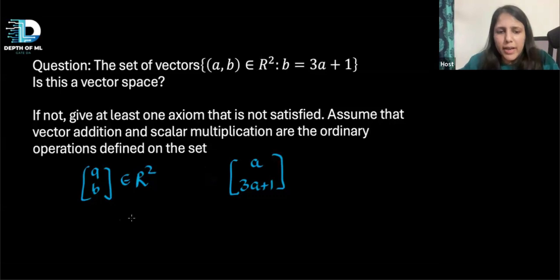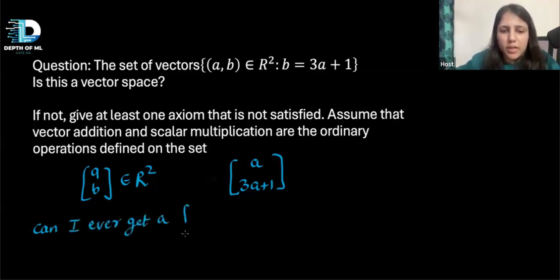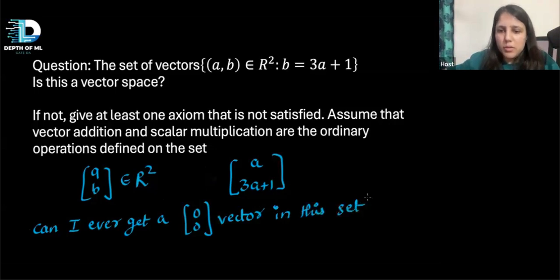If you see, can I ever get a 0, 0 vector in this set? No, right? Because no matter what value of A I take, there will always be a 1 here. It will never be 0. If A is equal to 0 and B is equal to 1. No.